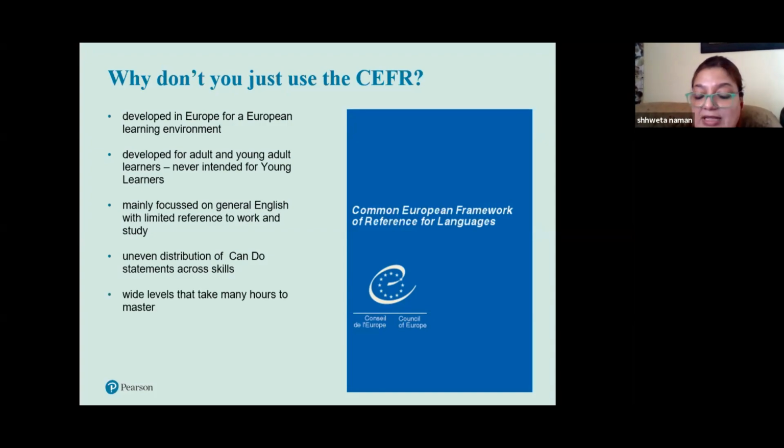Very wide levels that may take hours to master. And there is no information below A1. If a learner is below A1, how do we define it? What is the measuring scale to define that the learner is below A1? Does nothing exist below A1? Or can a learner be said to be not even aware of the English language? We never knew.